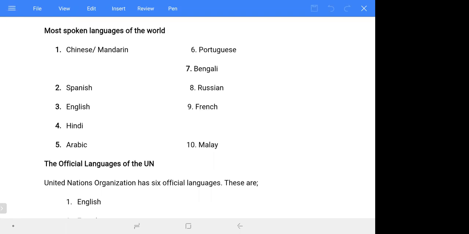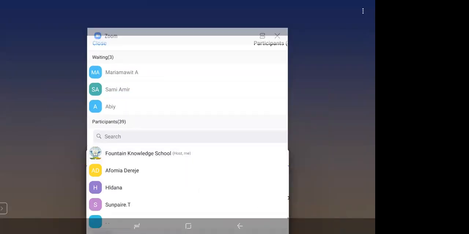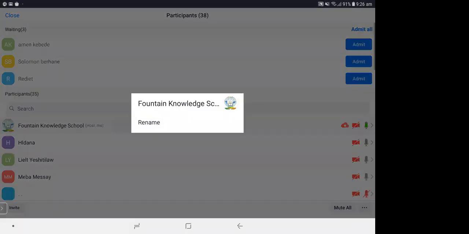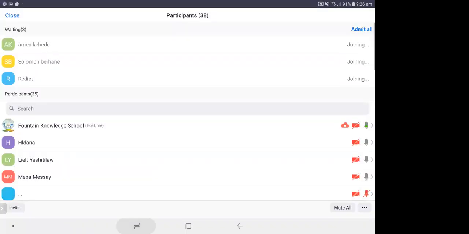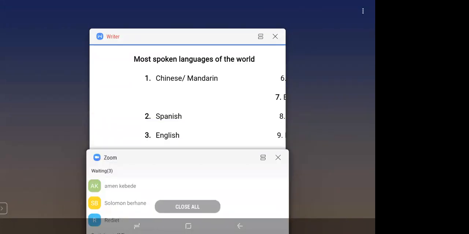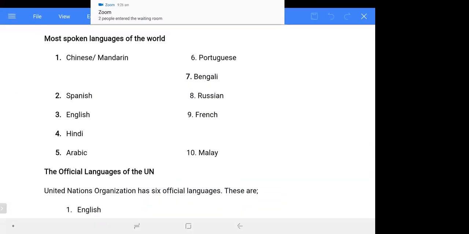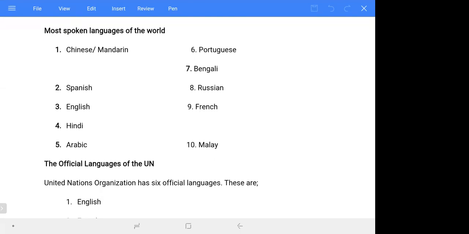Yes. So that means there are many people in China, and those Chinese people speak this Mandarin. So by native speakers, the first is Mandarin or the Chinese language, but the most widely spoken, that means including native, second, and third language speakers, is English.